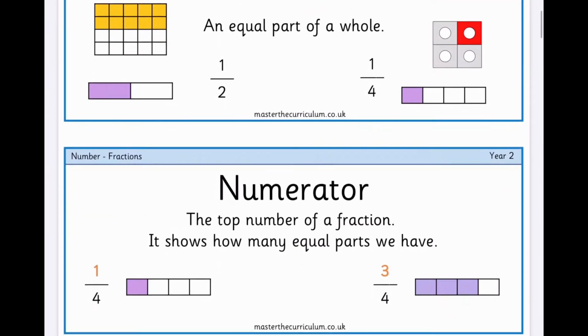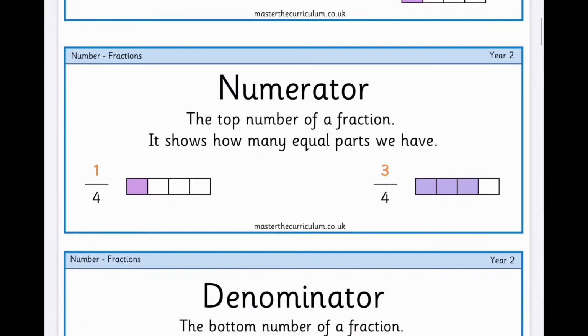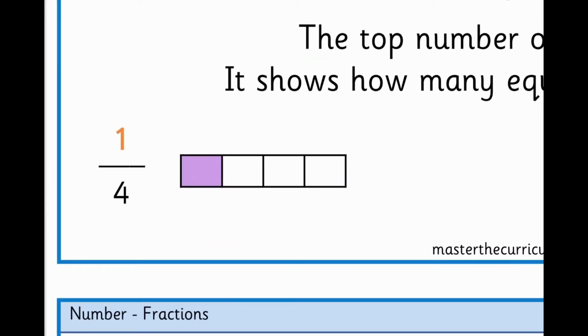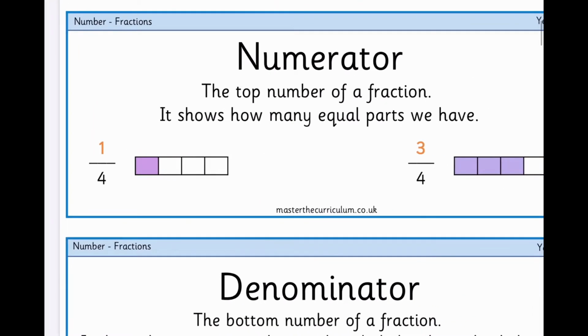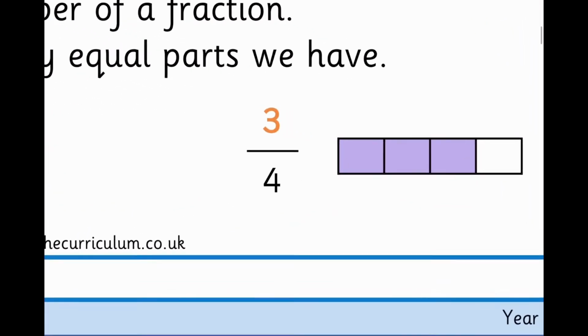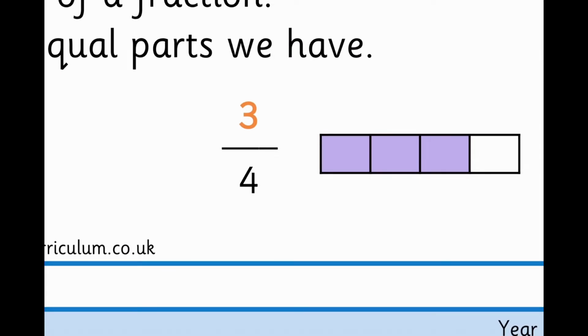Here is some new vocabulary. The numerator is the top number of a fraction. It shows how many equal parts we have. So for this one, we have 1/4, 1 out of 4 pieces coloured purple. And for this picture, we have 3 purple coloured out of 4, 3/4.